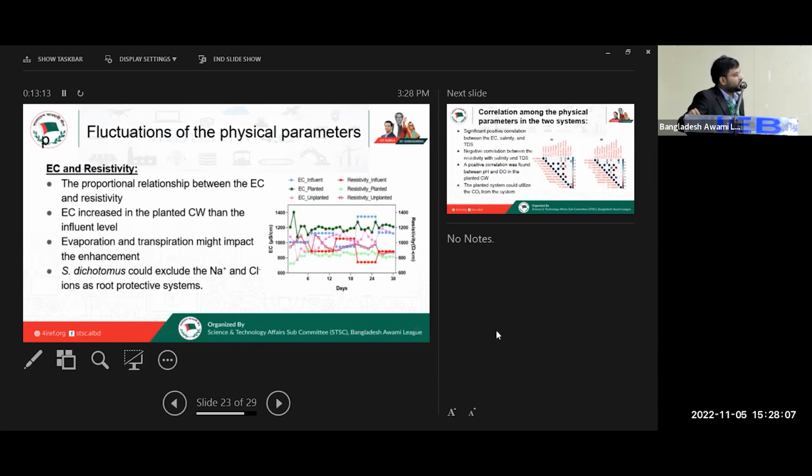Here are the electrical conductivity and resistivity. We could assess a proportional relationship between electrical conductivity and resistivity. And electrical conductivity increased in the planted reactor compared to the influent level. Evaporation and transpiration might have an impact here also. And the mortar plant could exclude the sodium and chloride ions as part of its root protective system.